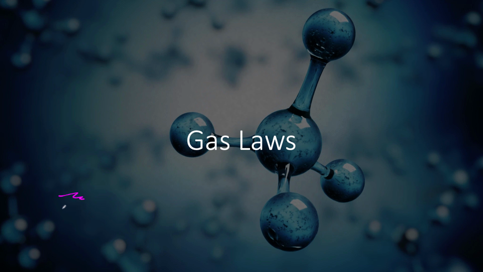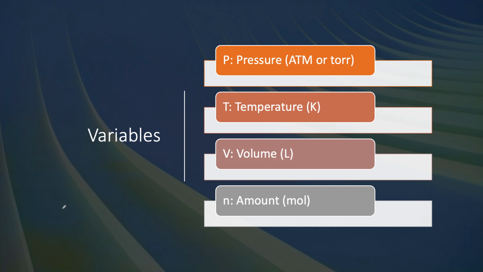When we're looking at gas laws, we're talking about the set of equations that explains the properties of gases, how pressure, temperature, and volume all change. These are the four variables we're looking for. Pressure, P, is measured either in atmospheres or torr. I'll put off to the side here, 1 atm is equal to 760 torr. And in chemistry, these are the two values that we use.